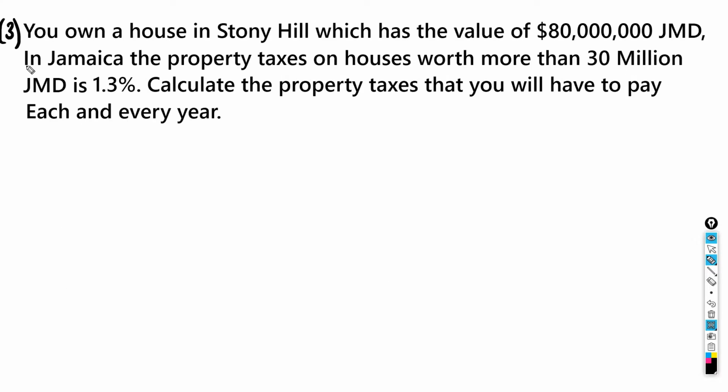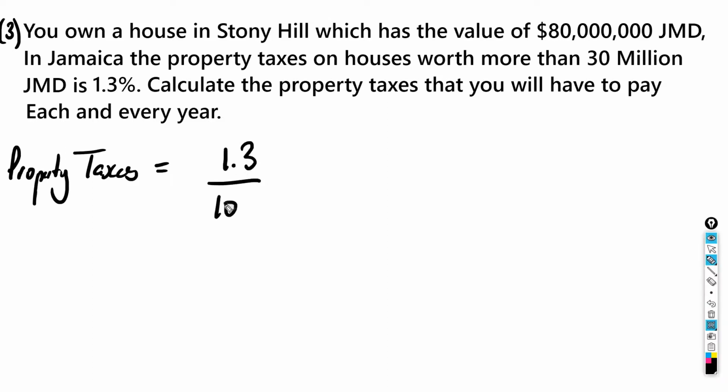Hey, guys, so we're looking at the third example here, okay, for rates and taxes, and it says you own a house in Stony Hill which has a value of 80 million Jamaican dollars, right? And in Jamaica, the property taxes on houses worth more than $30 million is 1.3%. Calculate the property taxes that you'll have to pay each and every year. All right, so the property taxes are equal to 1.3%, so that's 1.3 over 100, right?